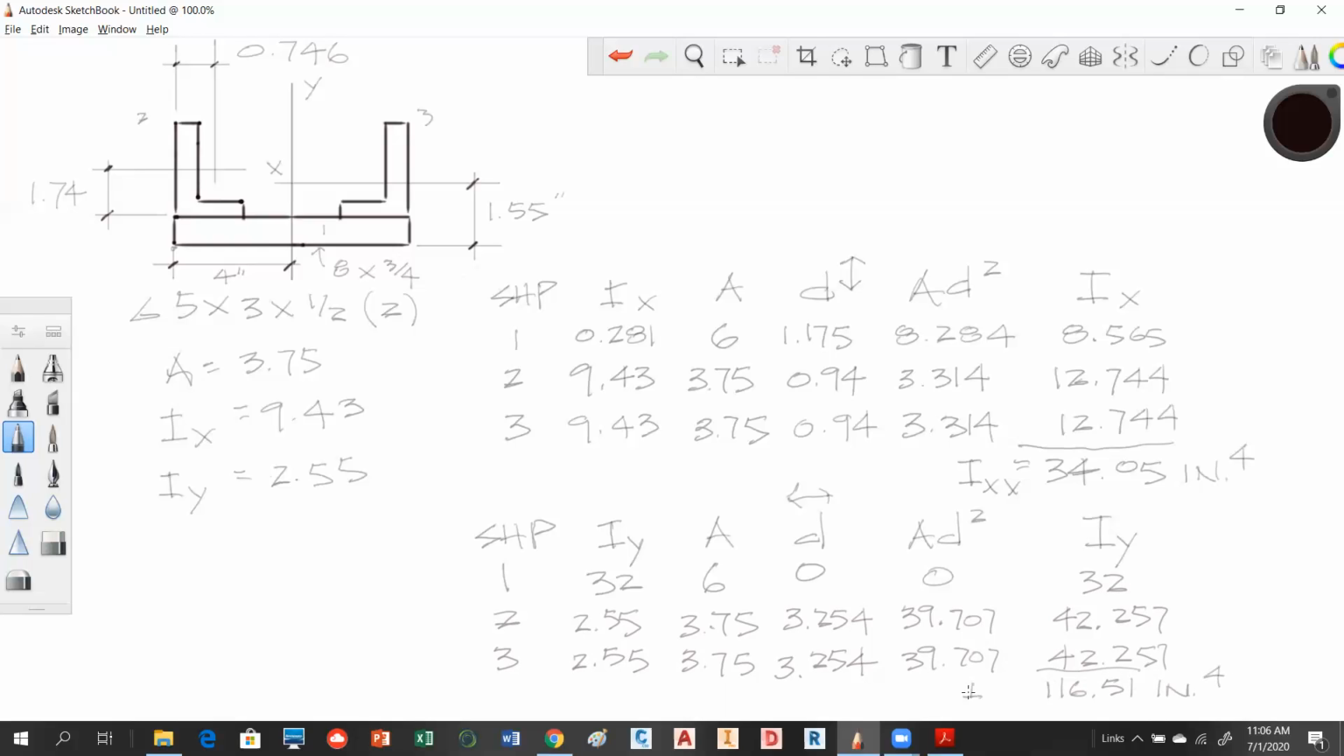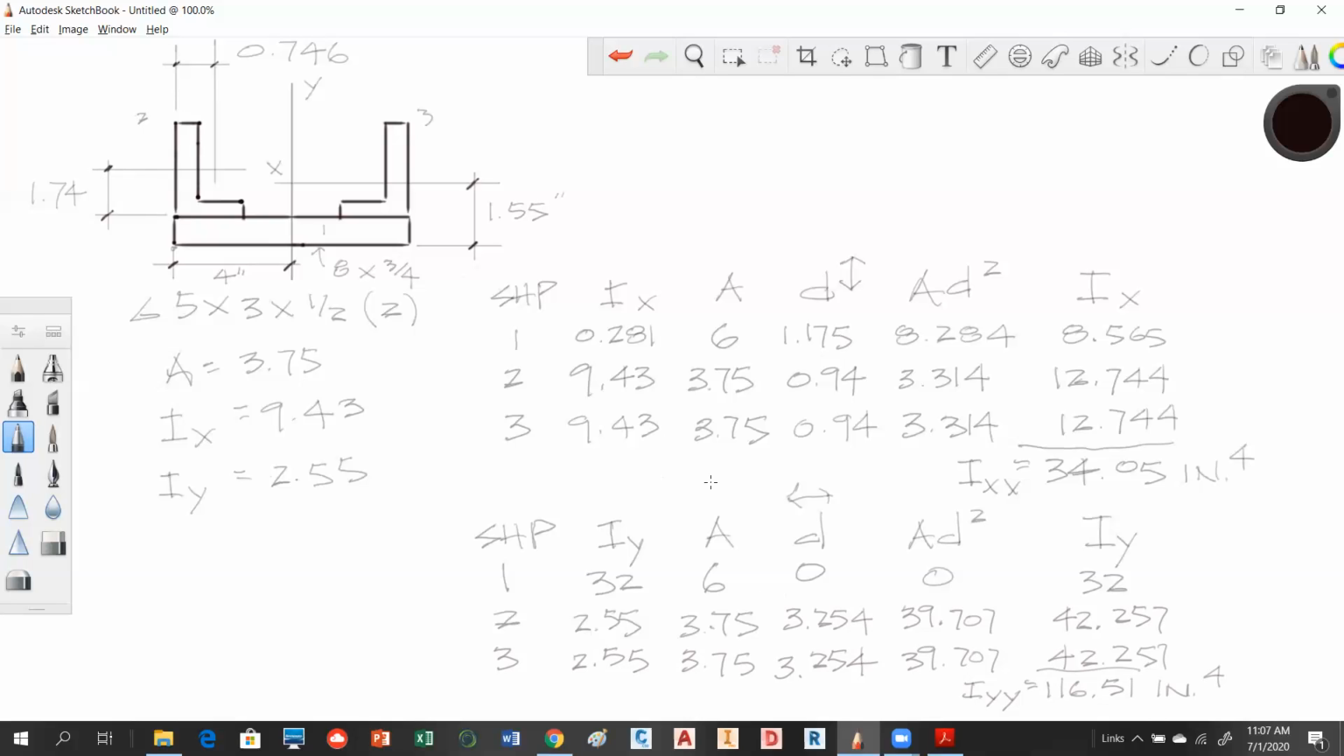And this would be what we call our IYY. So it's definitely stronger if we would load, or not stronger, but more stiff. It's stiffer if we load it this way or this way, as opposed to this way or this way. And the other thing to recognize, this is what we call an unequal leg, because they don't have the same numbers here. So these numbers are going to change. So that makes this a little bit more confusing. And you really have to think about that when you get into doing the centroid, and also when you get into doing it down here.